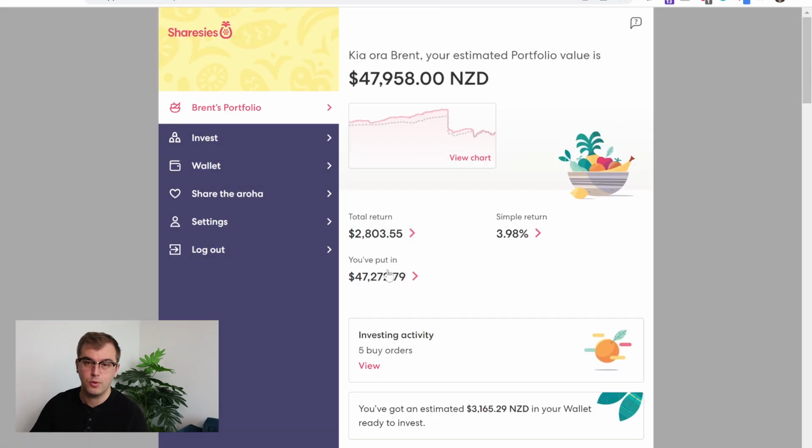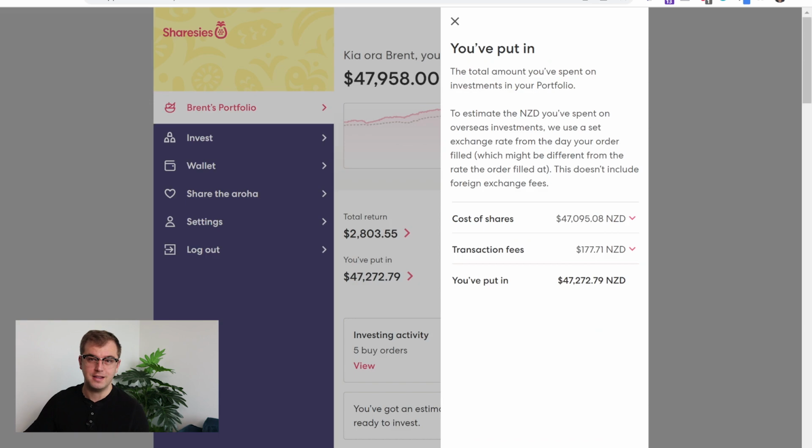And the last item is what we've put in. And this is the amount of money that I've actually put into Sharesies. So this is a combination of what's in my wallet, but then also what's in my portfolio value as well.